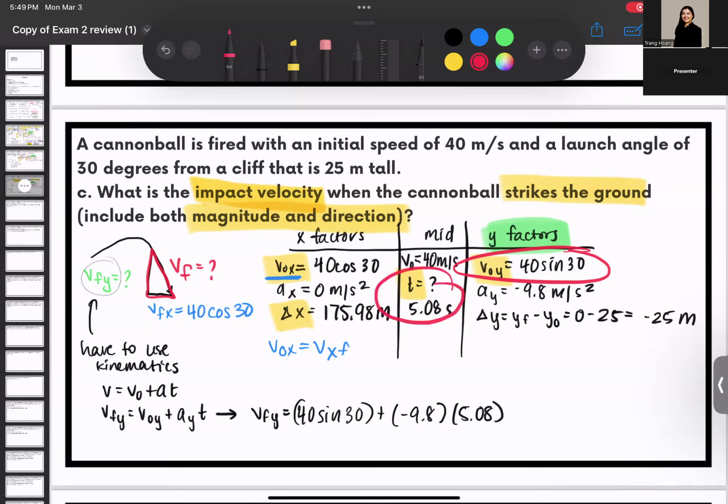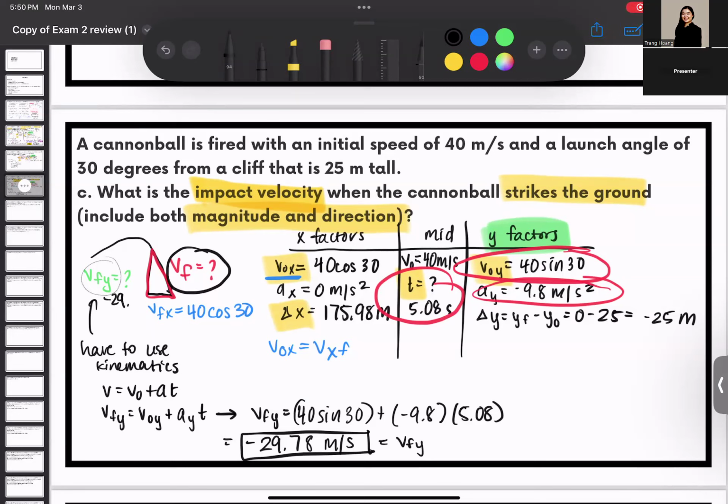And if you plug that all in, what you're going to get is negative 29.78 meters per second. So that is equal to V final Y, but that's not even what we want, right? That's not what we're looking for. We still need to answer the question about this impact velocity right here. So V final Y is negative 29.78 meters per second, so we're going to descend. We have these two values, right?